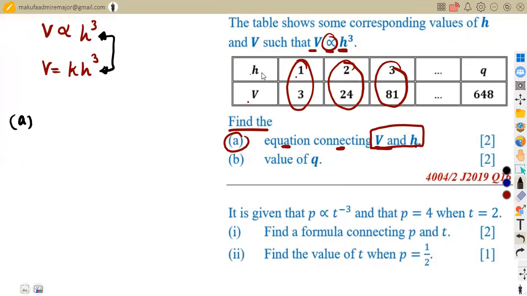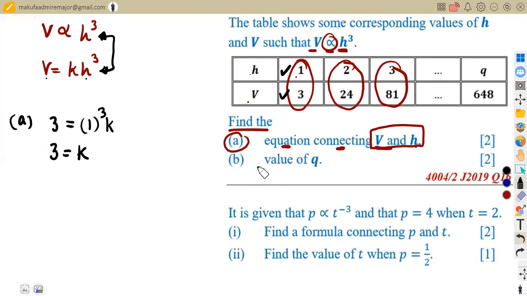Let's say I take the first consideration here. When h is 1, v is equal to 3. So I'm going to substitute v is equal to 3, and h is 1. So that's 1 to the exponent of 3 times k. So 3 is equal to 1 to the exponent of 3, that's 1 times 1 times 1, that's 1. So we are going to have 1 times k, which is k. So meaning to say k is equal to 3 in this case.